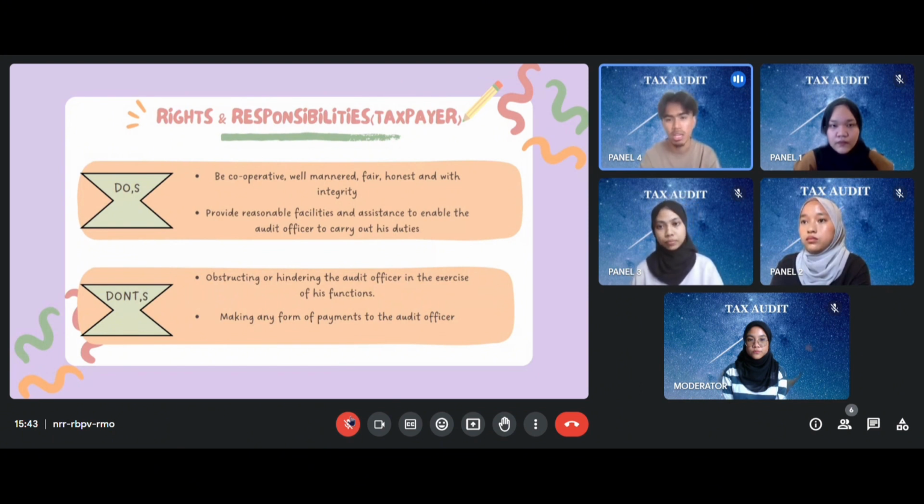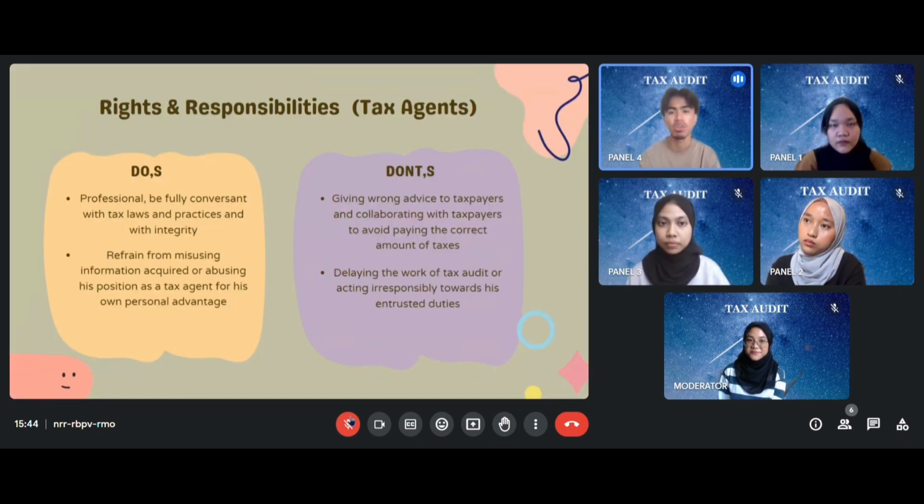For the don'ts, first one, taxpayers cannot obstruct the audit officer in the exercise of his functions. Obstruction can include withholding information, refusing access to document, or any action that delay the audit process. Cooperation is essential for the timely and accurate completion of the audit. Second, taxpayer cannot make any form of payment to the audit officer. Financial transaction between the taxpayer and the audit officer can compromise the integrity of the audit and may be considered illegal. Next, the right and responsibilities for tax agent.